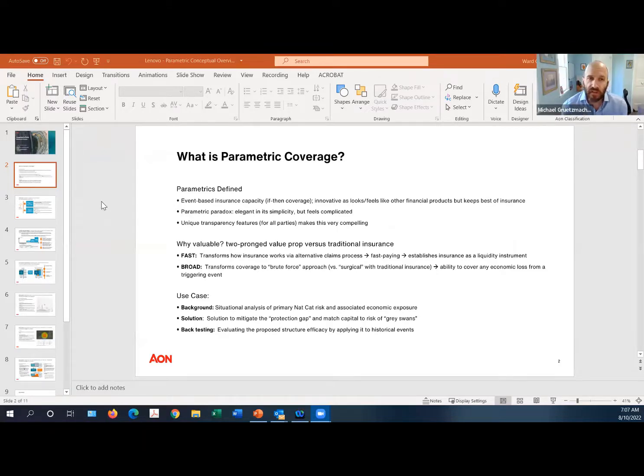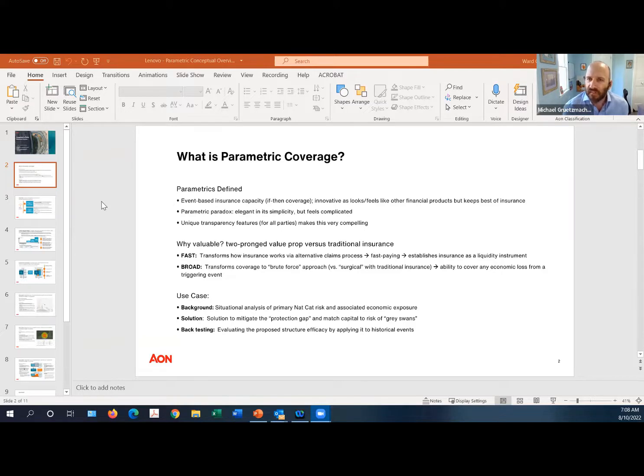Yeah, no, great question. I sometimes use a term called the parametric paradox, because this is a solution that might sound complicated if you're used to traditional insurance products. But at its core, this is pretty simple. You can define this as event-based coverage, or if-then coverage, or index-based insurance. What we're really doing is creating an index that describes some risk issue. There's independent data that might describe that risk issue or that index. And then it's the movements in that index that trigger the coverage.